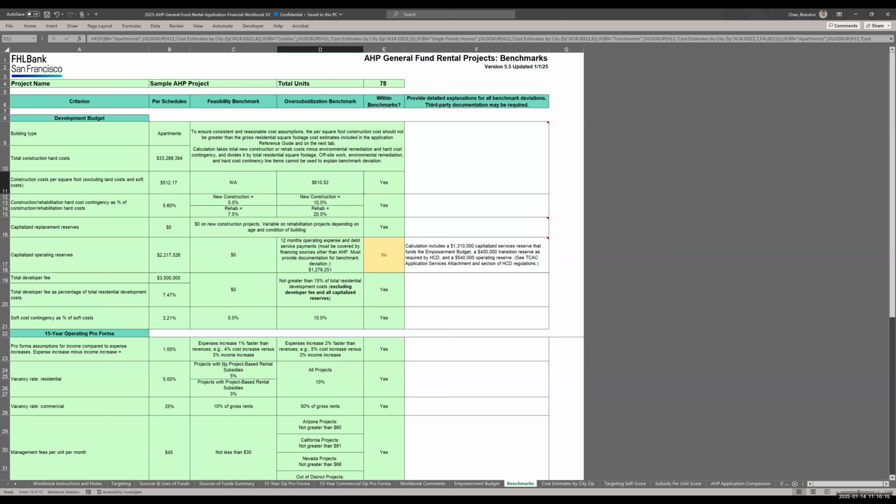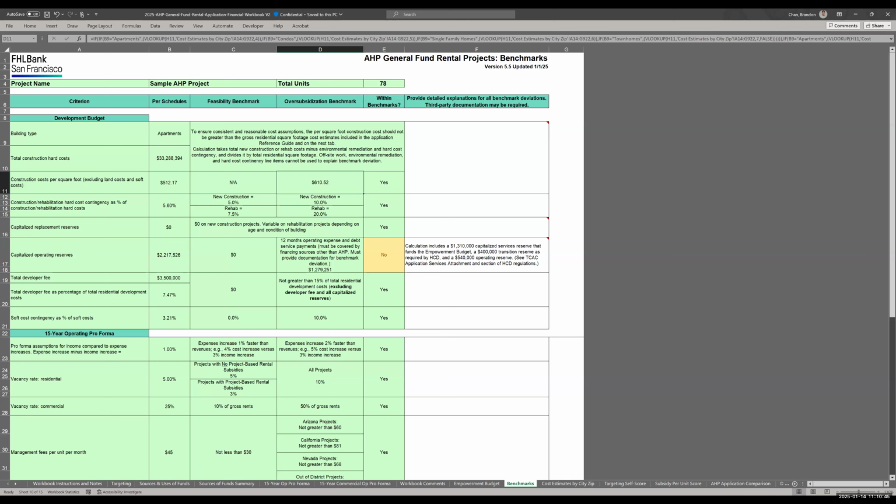Exceptions to the developer fee benchmark will be reviewed on a case-by-case basis. This benchmark is 15% of total residential development costs without developer fee and capitalized reserves included in this total cost calculation. Projects that exceed the 15% limit will have to provide reasonable explanations and support documentation for any deviation to the developer fee benchmark. Note that for us to consider a developer fee benchmark deviation acceptable, there must be an equity contribution back to the project that offsets the overage.